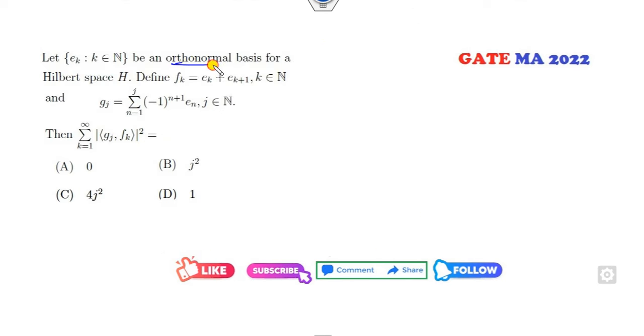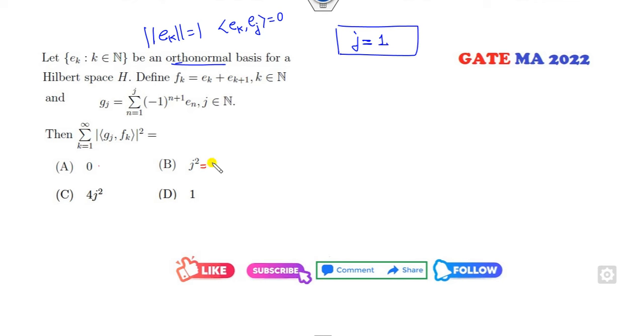Okay, look at this one. Again, this is orthonormal. So the norm of ek should be 1 and ek comma ej will be 0. Define this here. Now look at that. Here the summation starts from k. So what is the value of j? I can choose the value of j for my own convenience. If I choose j as 1, what are my options? This is 1, it is 4, it is 1. We get two same options.